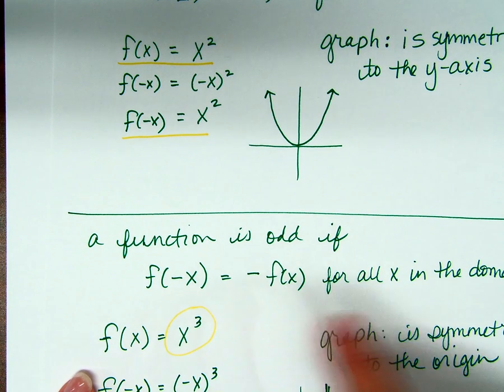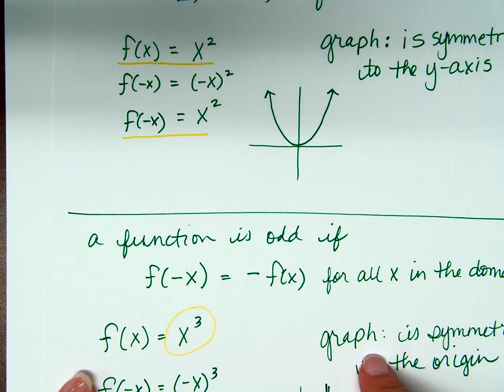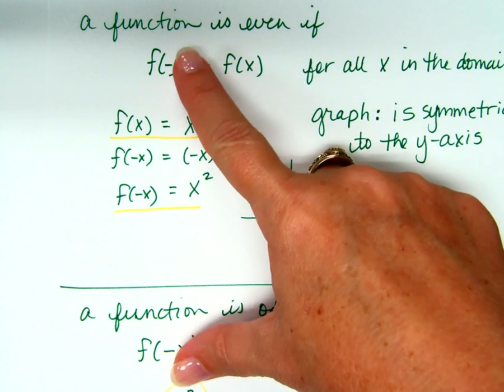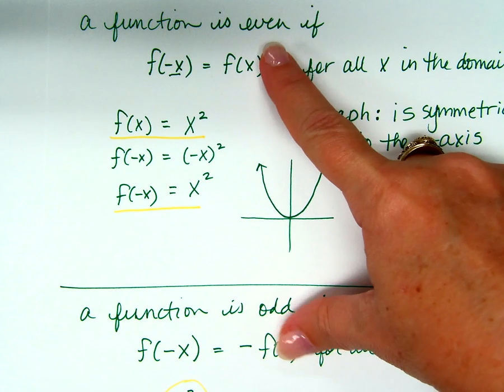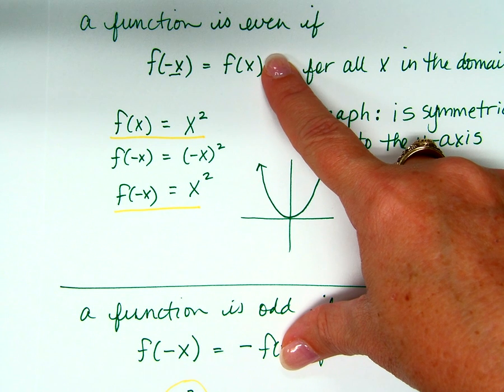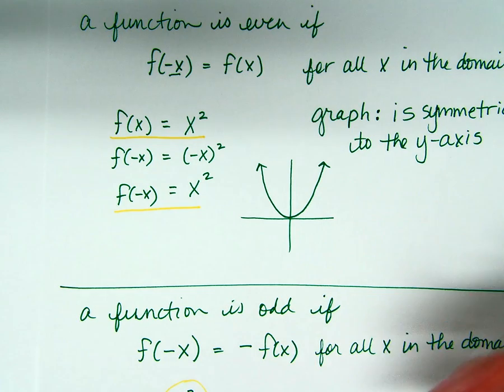Is it possible to be neither? Yeah, it is. Okay. When we put in a negative x into the actual function, we can get something that is neither even nor odd. Okay. It doesn't have to be even or odd. It can be neither or neither, whichever you prefer. Okay.